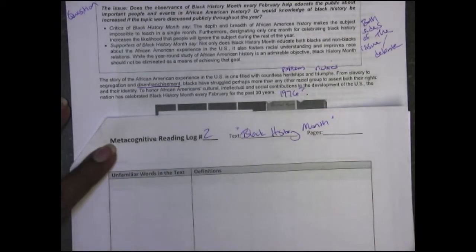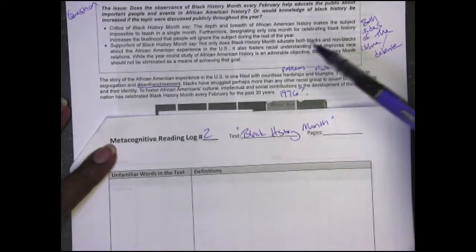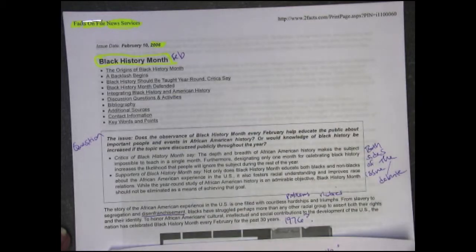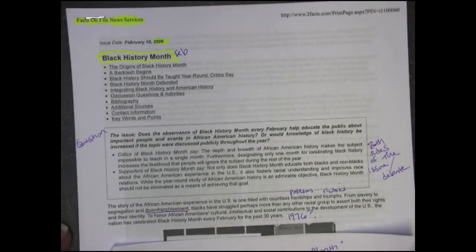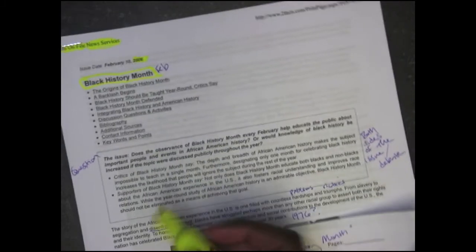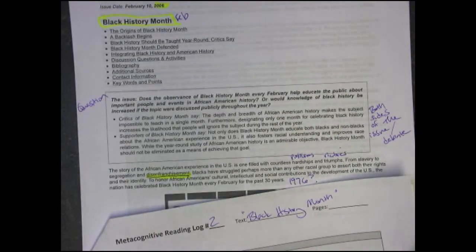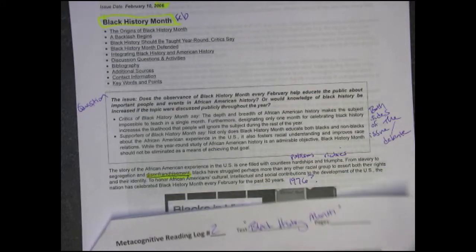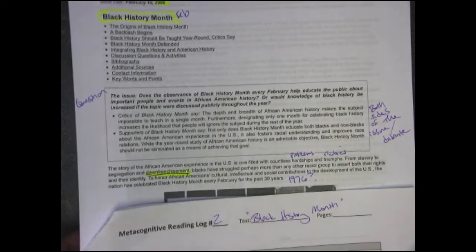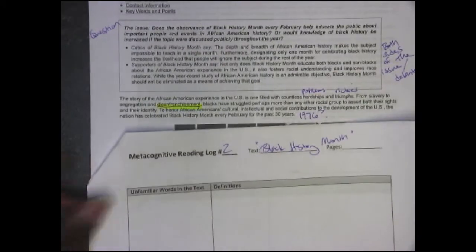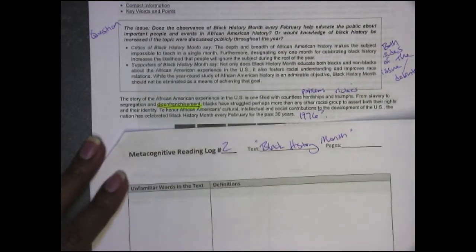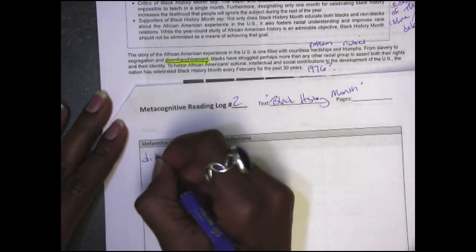Okay, so I just modeled some talking to the text for you of the first part of your Black History Month article, and we encountered this word, disenfranchisement, that we're going to look at a little more closely now and talk about ways to maybe figure out what it means using clues from the text and word parts. So we're going to write the word on our metacognitive reading log right here under unfamiliar words in the text.